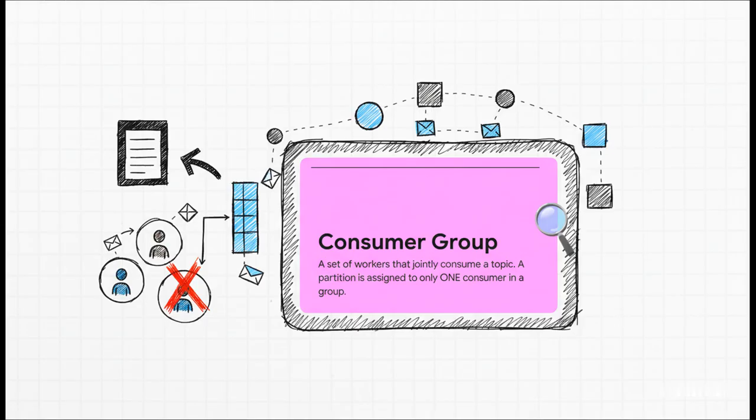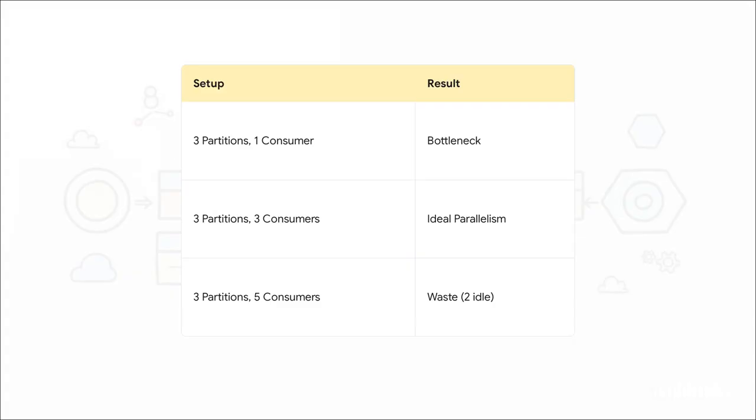And there is one golden rule you have to understand. Within a single group, a partition can only be read by one consumer at a time. This is super important because it stops two different workers from accidentally processing the exact same message and causing all sorts of problems. Now, this rule has some really practical consequences.